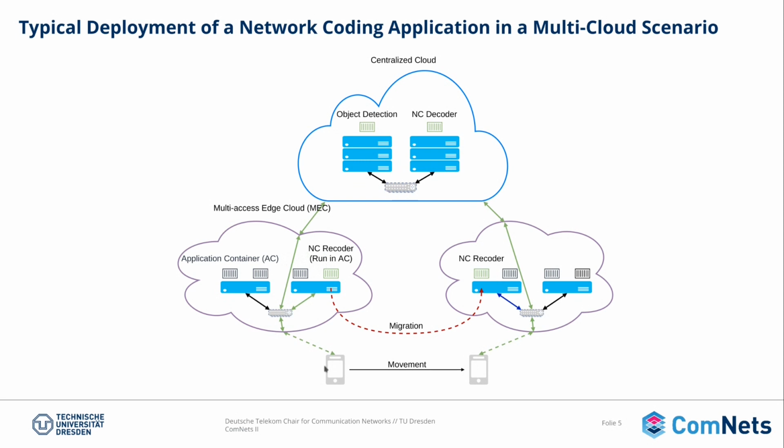When the client moves to another region, a handover could happen and the data would subsequently need to be transferred to a new edge cloud. The recoding function may also need to be redeployed and/or migrated to the new edge cloud to maintain the quality of the services when handover happens.